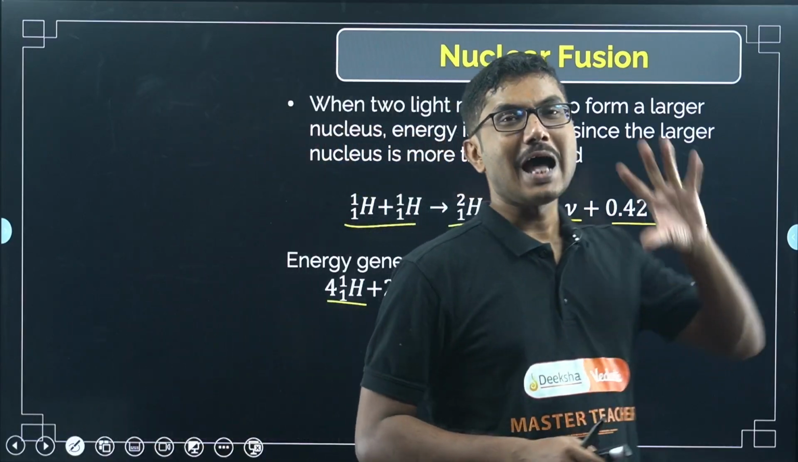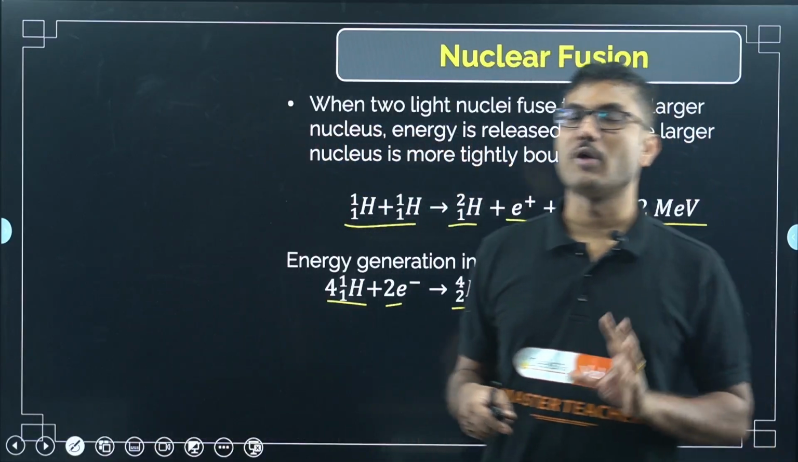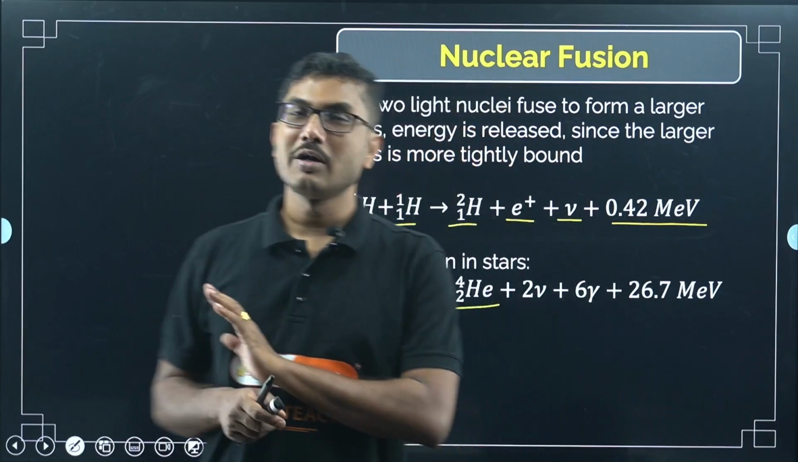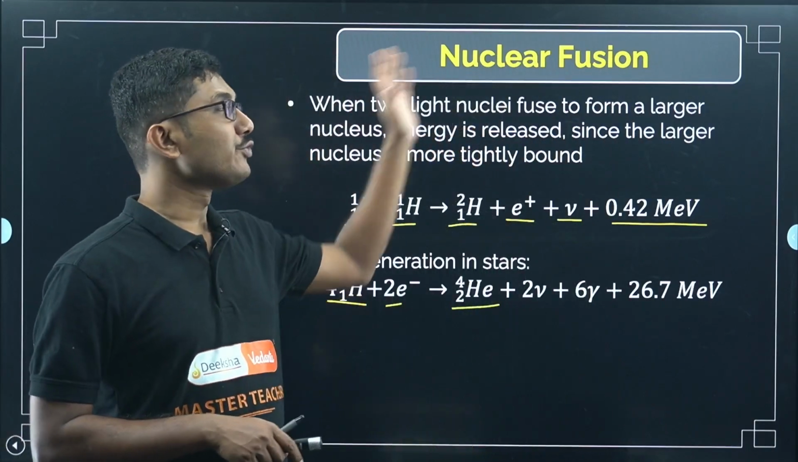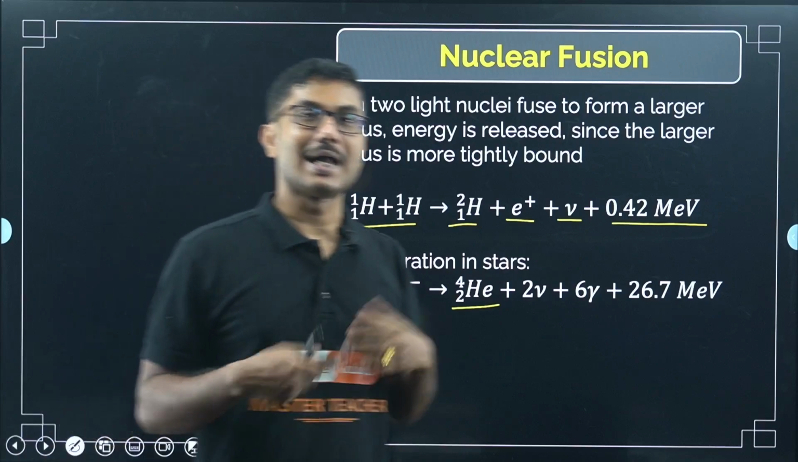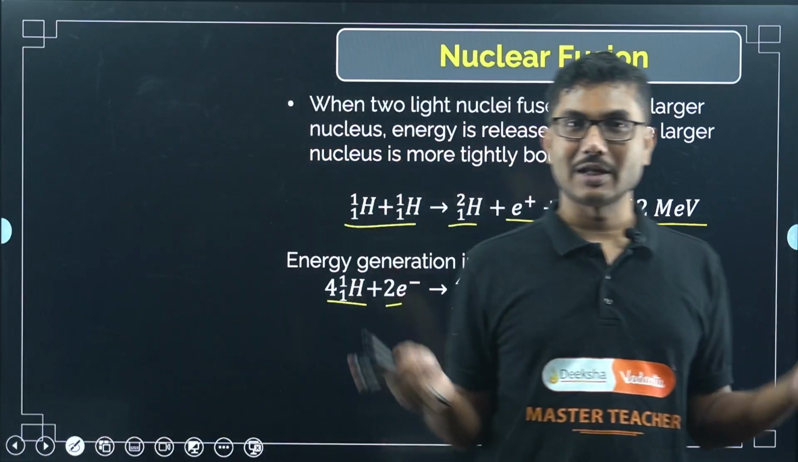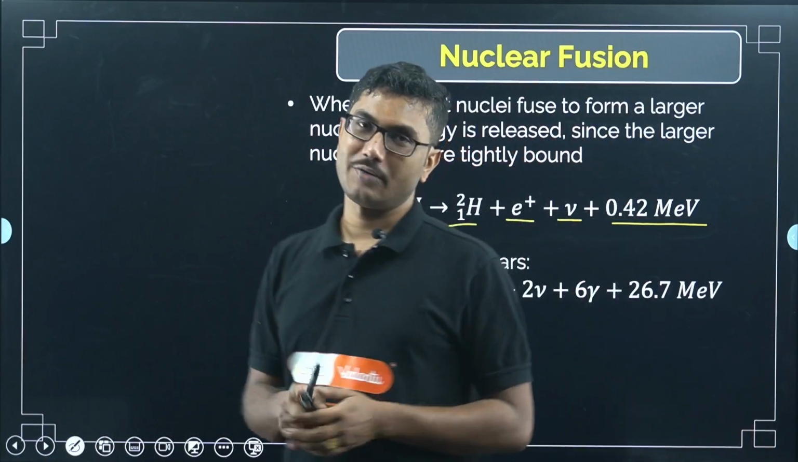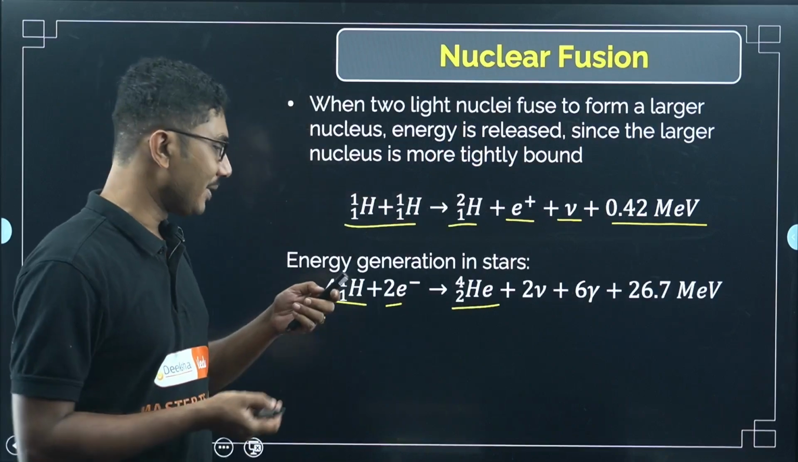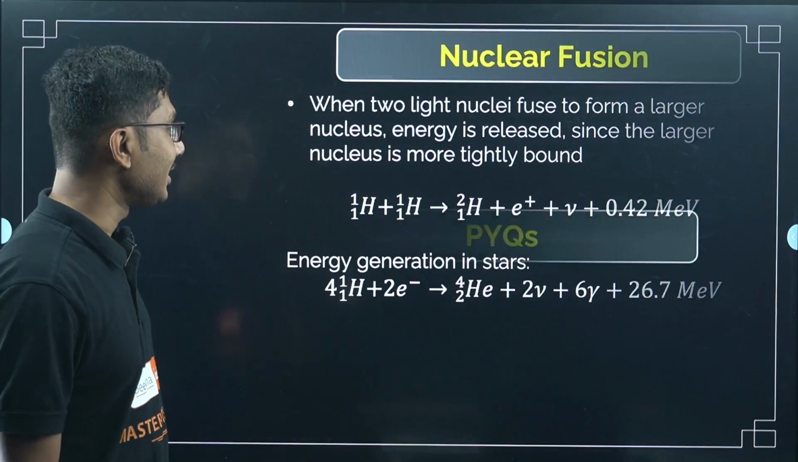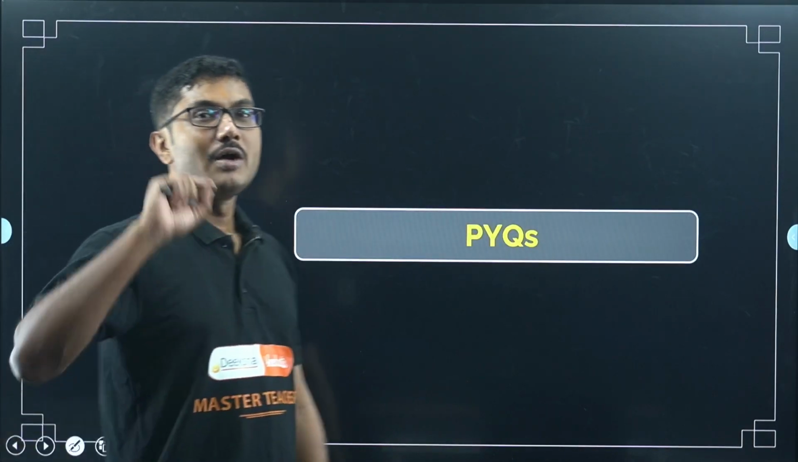As soon as iron is formed inside the core of a star, the star is not able to continue the fusion process anymore, and the star dies. This is the life cycle of a star. I taught you the life cycle of a star because I think you might find it interesting. Now let's solve previous year questions.